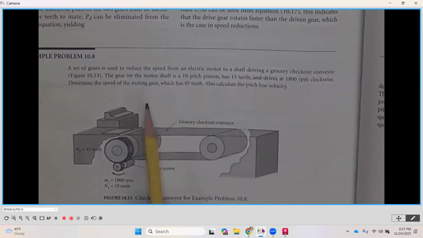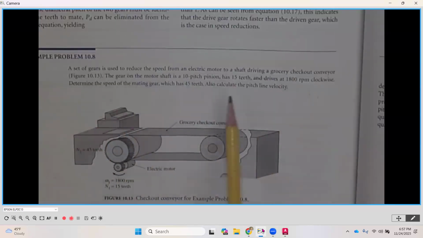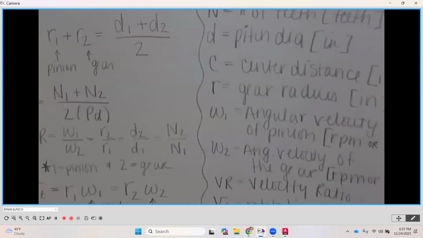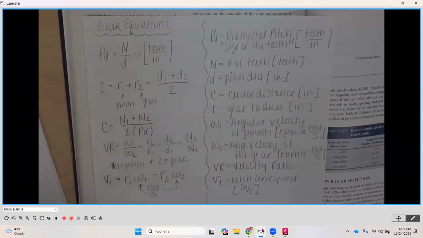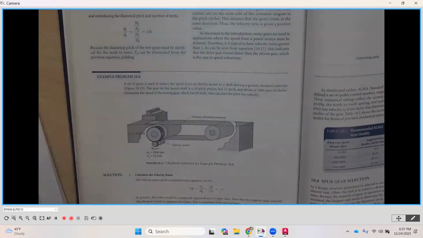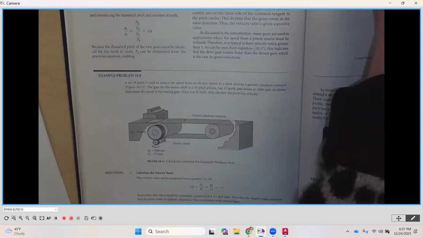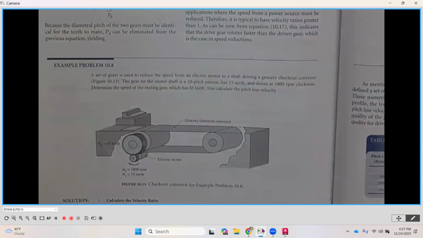So what I want you to do is, in this description here, pull out as many known variables as you can based on your gear equation sheet. See if you can find a diametral pitch, number of teeth, pitch diameter, W's, C's if they're there. And then identify them for your problem, and we'll go through that together. I want to give you a minute to write those down. What are the things that are given here?